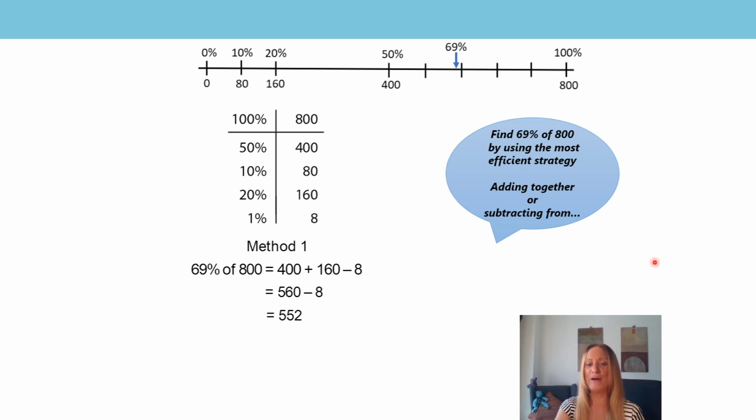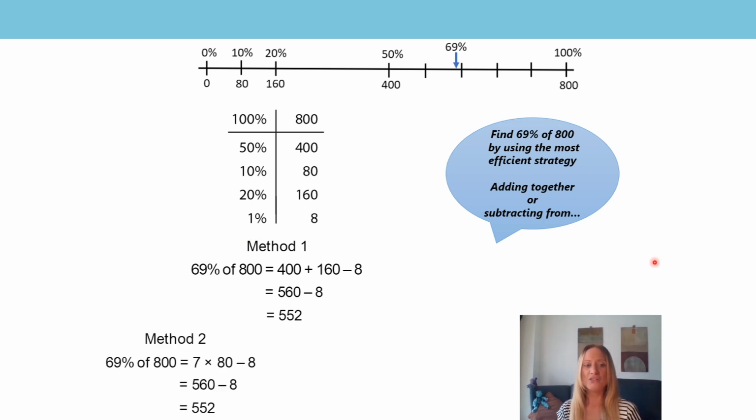Wow. Do you think there's another method? Well done if you did it that way. What about this method? Have a look at that. What have they done? 69% of 800 is 7 lots of 80 and then subtract 8. 7 lots. Did you spot that? So it's 10%, isn't it? So it would be 70%. So we're doing 80 plus 80 plus 80 plus 80 plus 80 and so on. Excellent. So we're doing 7 lots of 80 because 10% is 80. And then subtracting that 1% again. So that's a really good method as well.